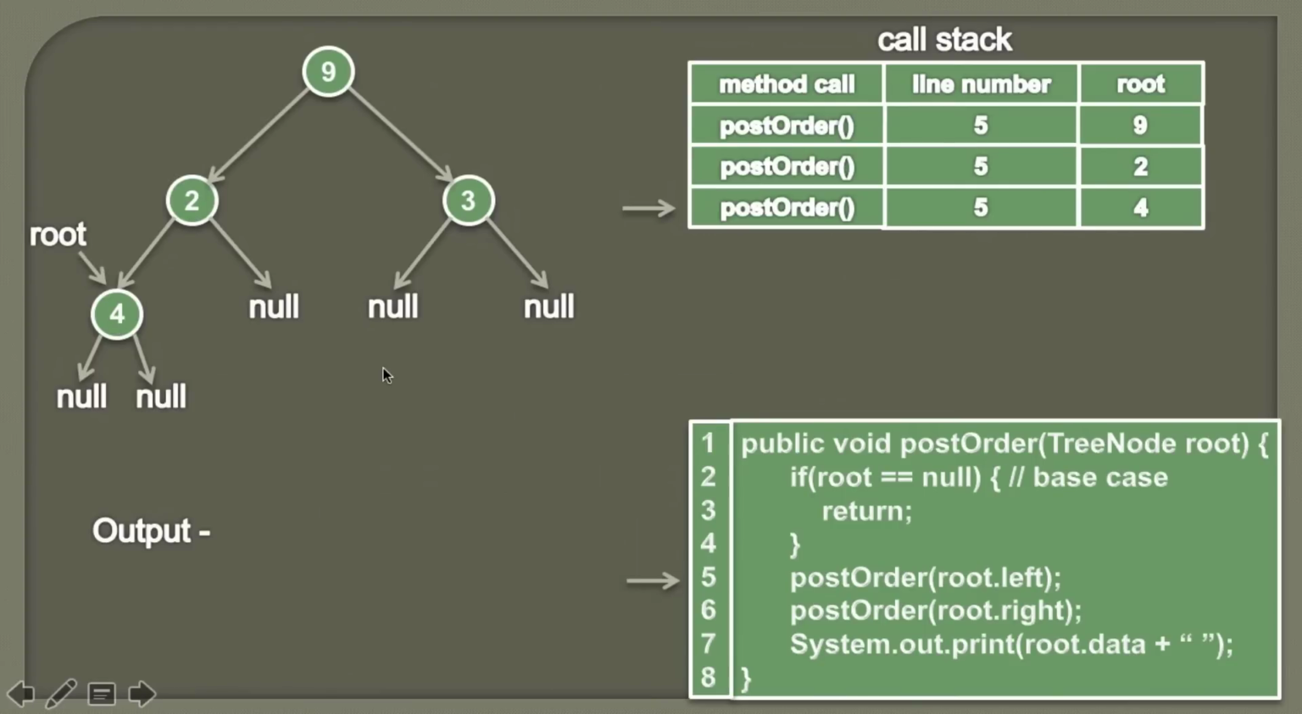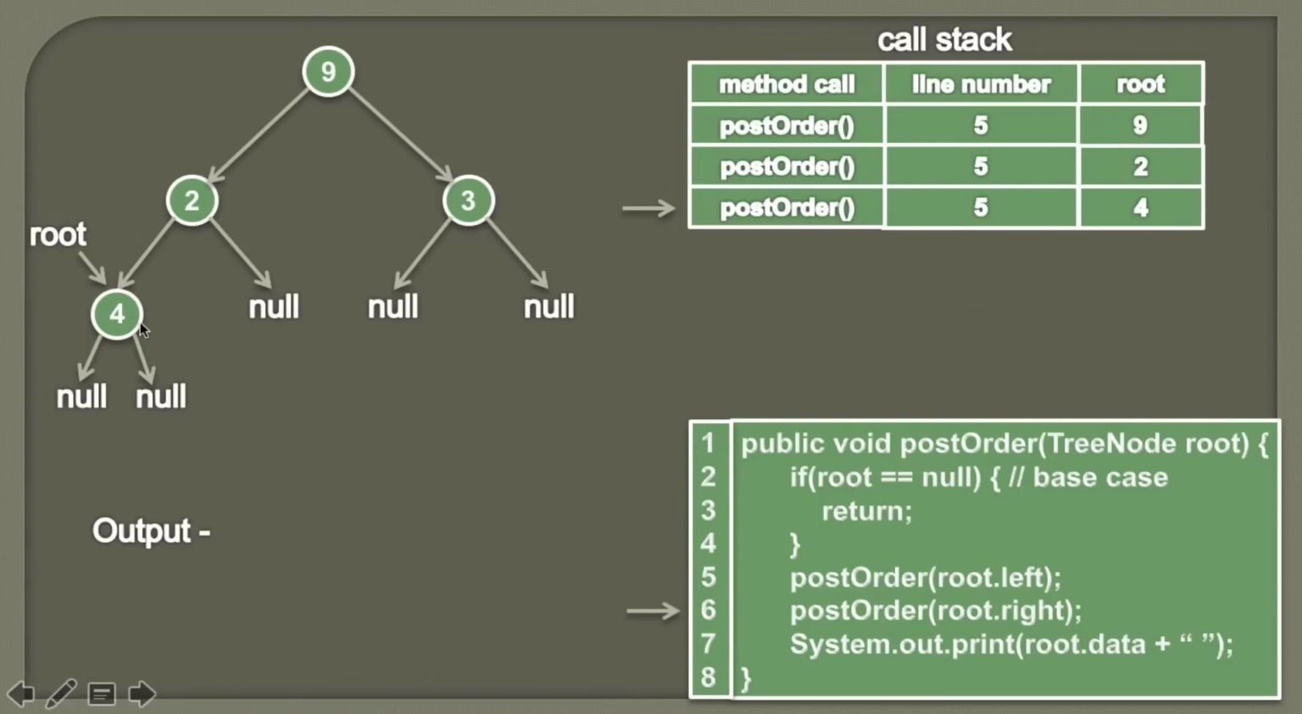Moving ahead. At line number 6 we are again calling the post order method, but this time we are passing the value root.right, which makes sense because in order to traverse node 4, we have to first visit its left subtree completely, then its right subtree completely, and then we can visit the node. On line number 5, we have completely visited the left subtree for node 4. So now is the time to visit its right subtree. Therefore we are again calling the post order method and passing the value root.right.